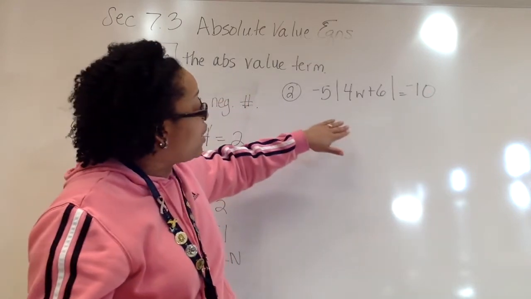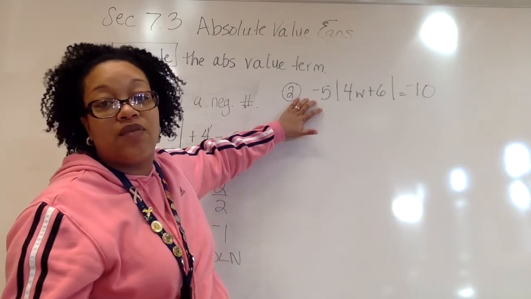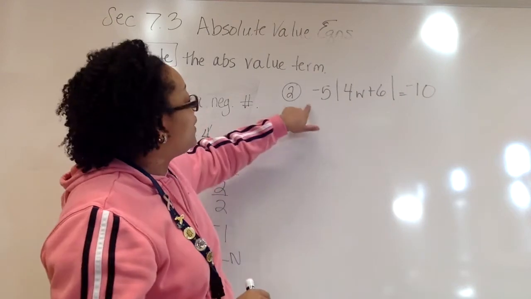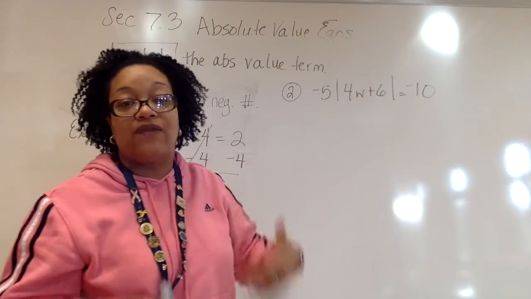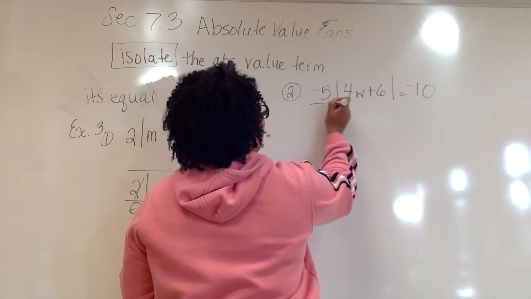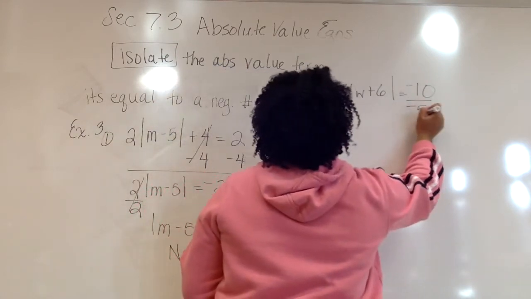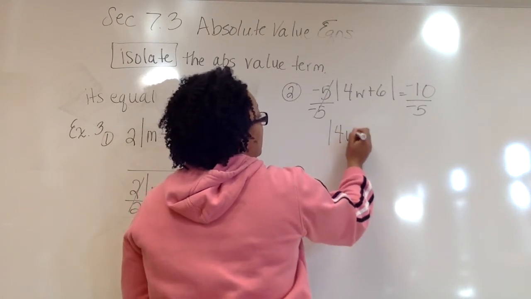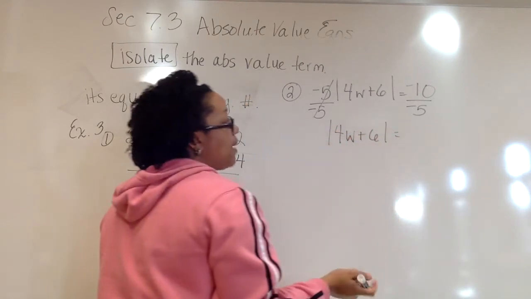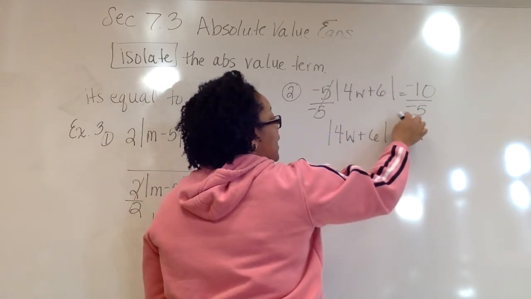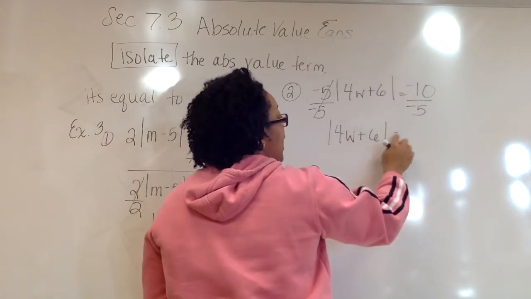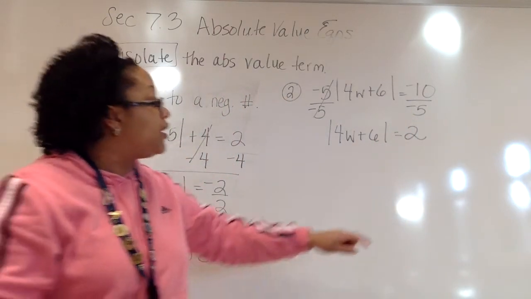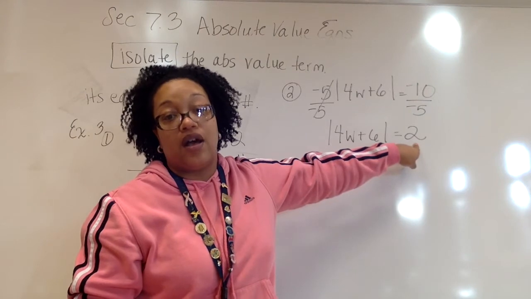So when I look at this problem, the only thing I need to do is get rid of this negative 5 so that my absolute value is all by itself. So if it's negative 5 times, I've got to divide to make it go away. So I divide both sides by negative 5. My 5's cancel. I bring down my absolute value, and then look what happens. Negative 10 divided by negative 5 gives you a positive 2. So now you're back in the game because I have a positive number on the other side.